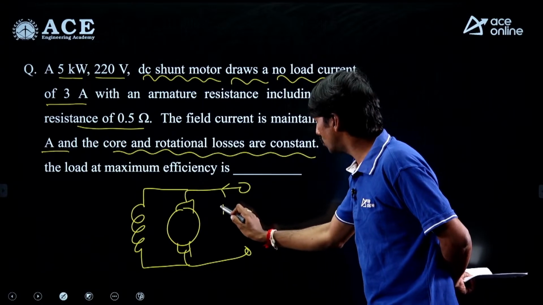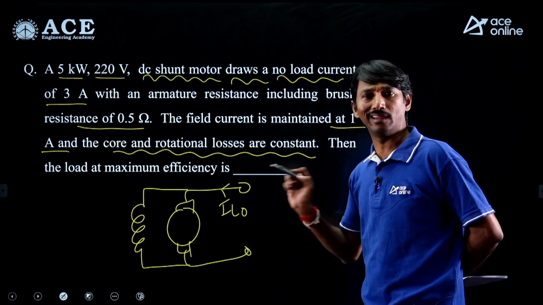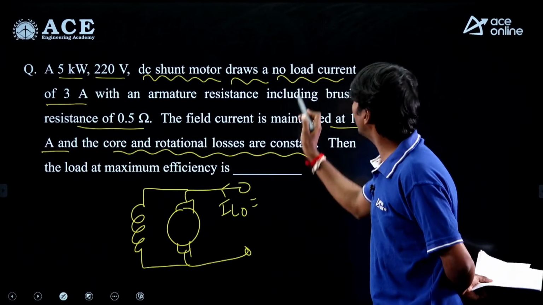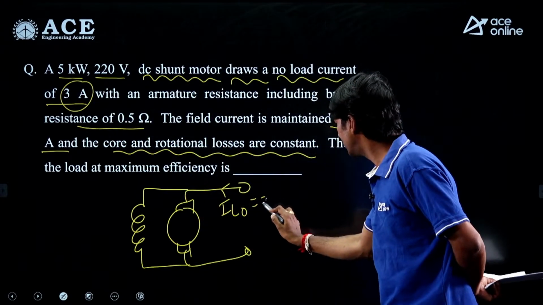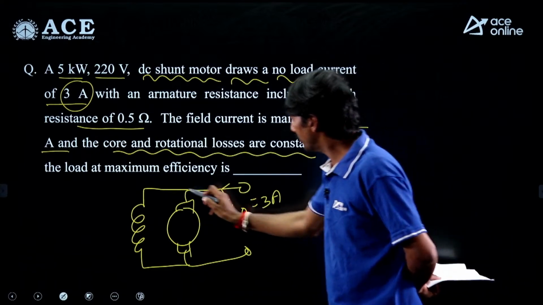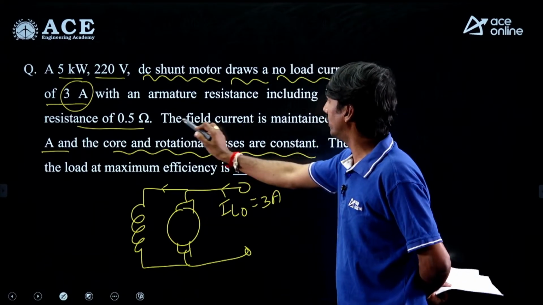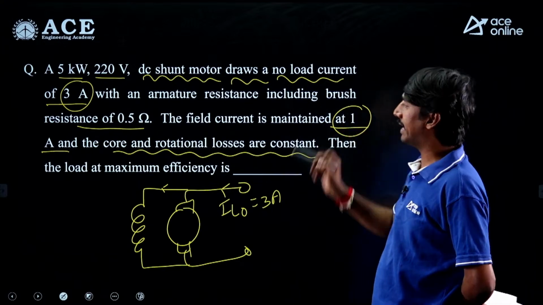Here, what is the current drawn under no load? I am writing IL naught. This IL naught is how much? 3 amperes. This is the current he has given. And what is the field current they have given? The field current is maintained as 1 ampere.